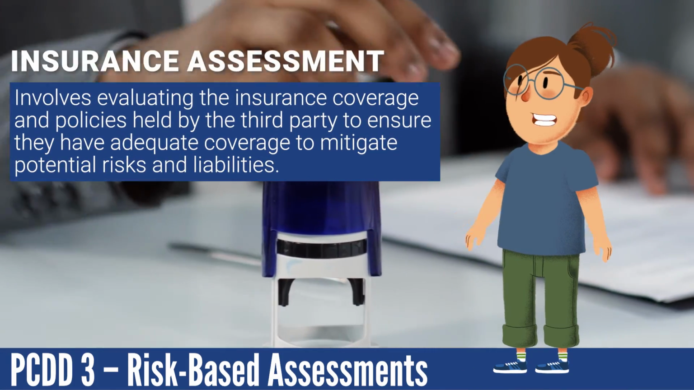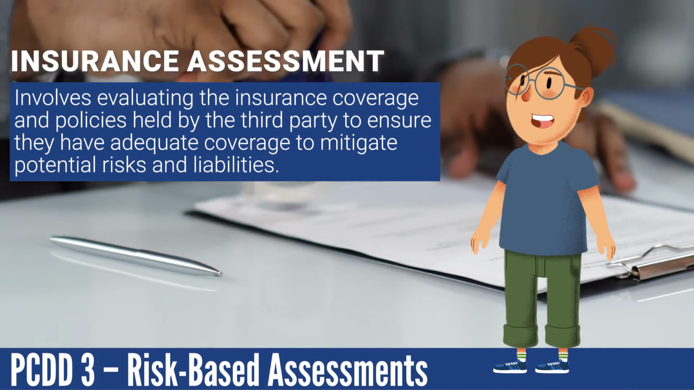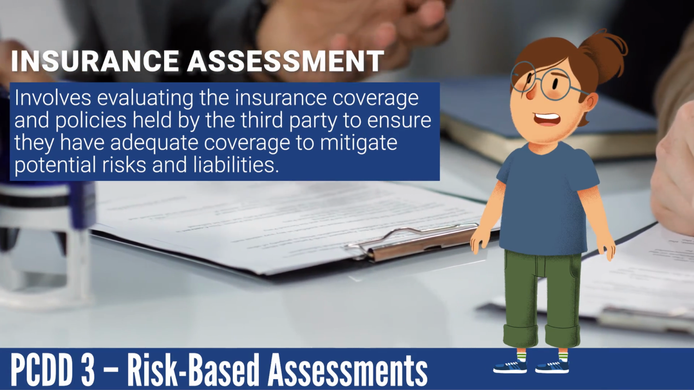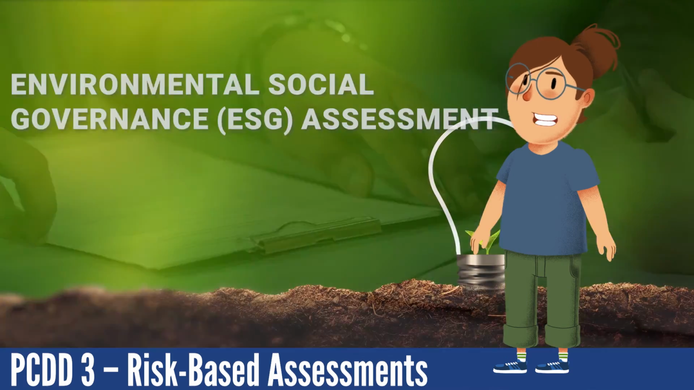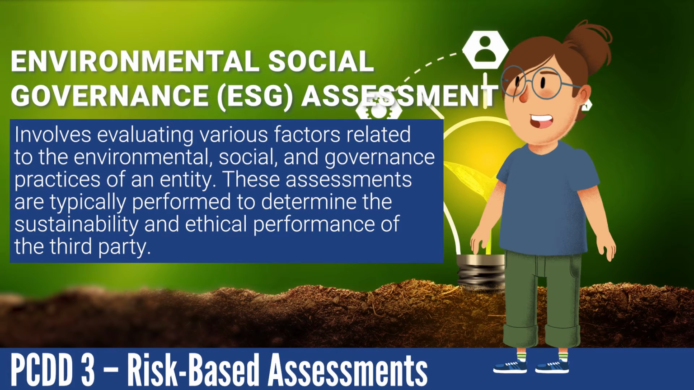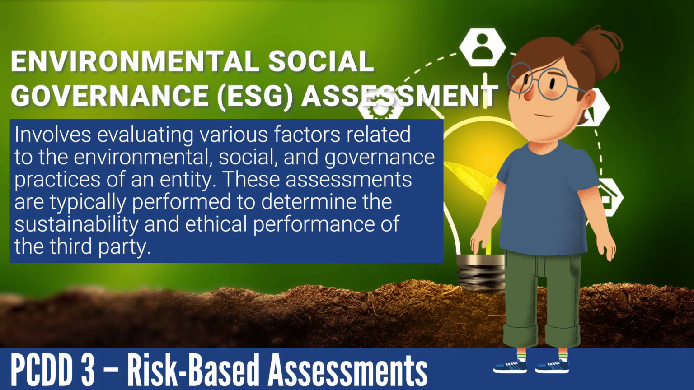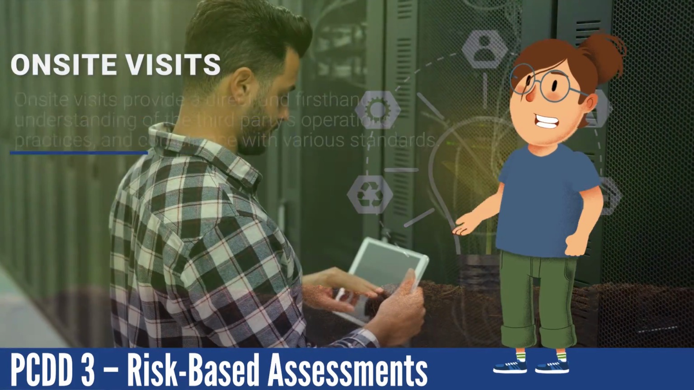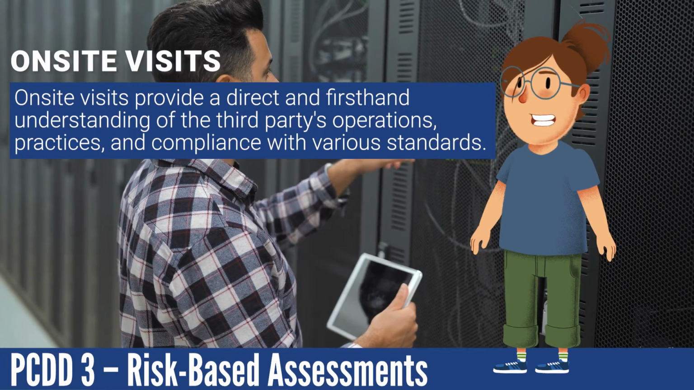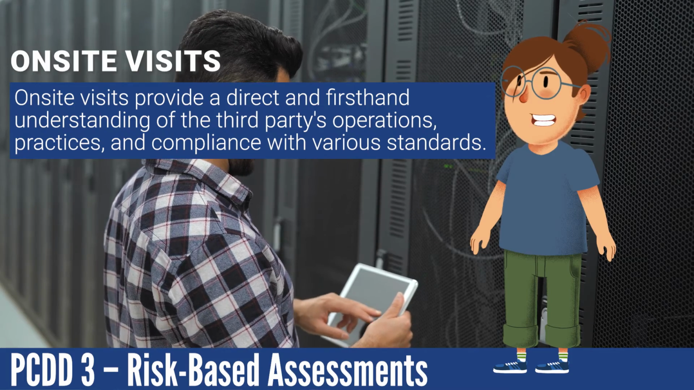Insurance assessment. This involves evaluating the insurance coverage and policies held by the third party to ensure they have adequate coverage to mitigate potential risks and liabilities. Environmental social governance assessment. This involves evaluating various factors related to the environment, social, and governance practices of an entity. These assessments are typically performed to determine the sustainability and ethical performance of a third party. On-site visits. On-site visits provide a direct and first-hand understanding of the third party's operations, practices, and compliance with various standards.